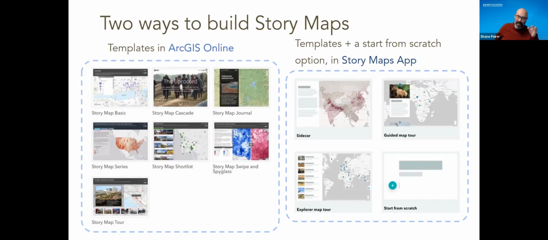Part of the reason for that is the older templates that you see on the left are being phased out. You can still build them and use them. At some point, the templates are going away, and the story maps that you built with those templates will still work, but you won't be able to make them anymore. So they're going to be gradually phasing us into using solely the Story Maps app. And that's what we're going to describe and show you how to work with.